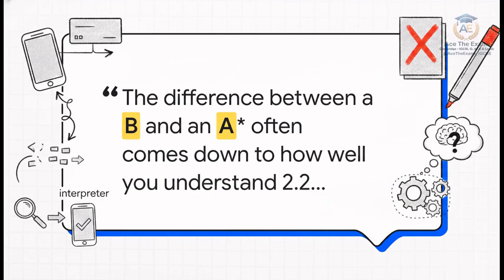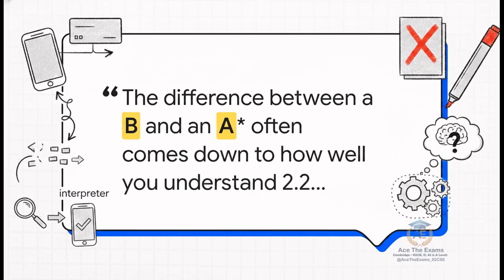Let's dive straight into the deep end here, because this exact quote pulled from senior examiners highlights the massive stakes involved. The difference between a B and an A star isn't just about knowing the basic definition of what an interpreter is. Anyone can memorize that. It is all about understanding the actual uses of system software in specific, real-world contexts.